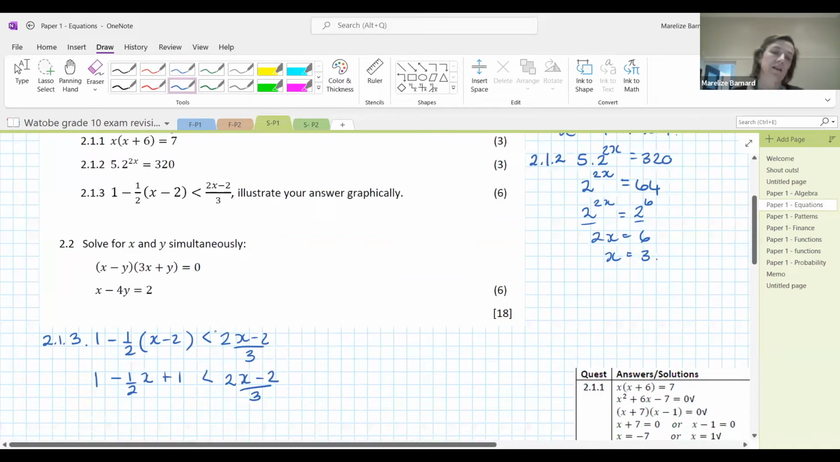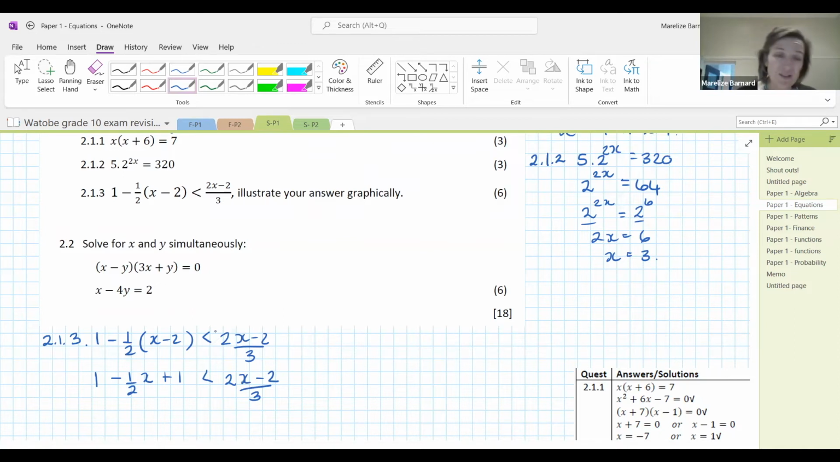Now we can simplify. We can get rid of the over 3 by timesing by 3. We've got lots of options here, but what we need to do is not just times by 3, but times by 6, so that we can get rid of the 2 as well. But let's simplify this side first. 1 and 1 is 2 minus a half x.